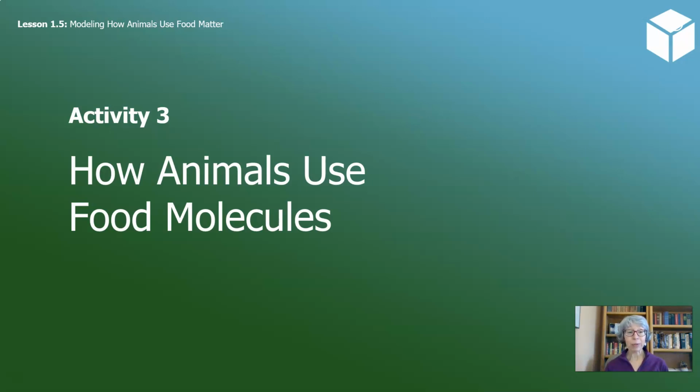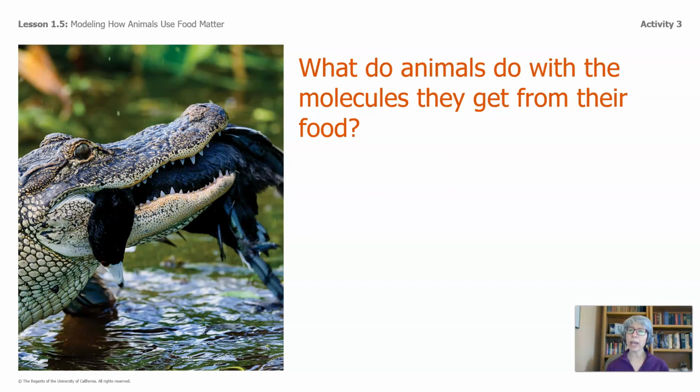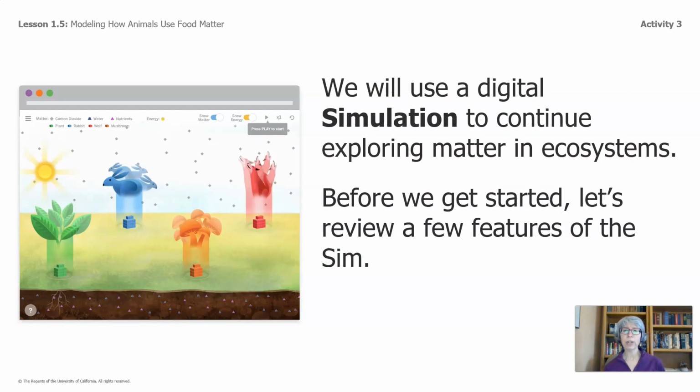Our last activity, though, is how animals use food molecules. We know where animals get the food molecules they need for growth, from the body molecules of the plants and animals they eat. What do animals do with the molecules they get from their food? Step by step, we're getting closer to this. We're going to use a digital sim to continue exploring matter in ecosystems. Before we get started, let's review a few features of the sim.